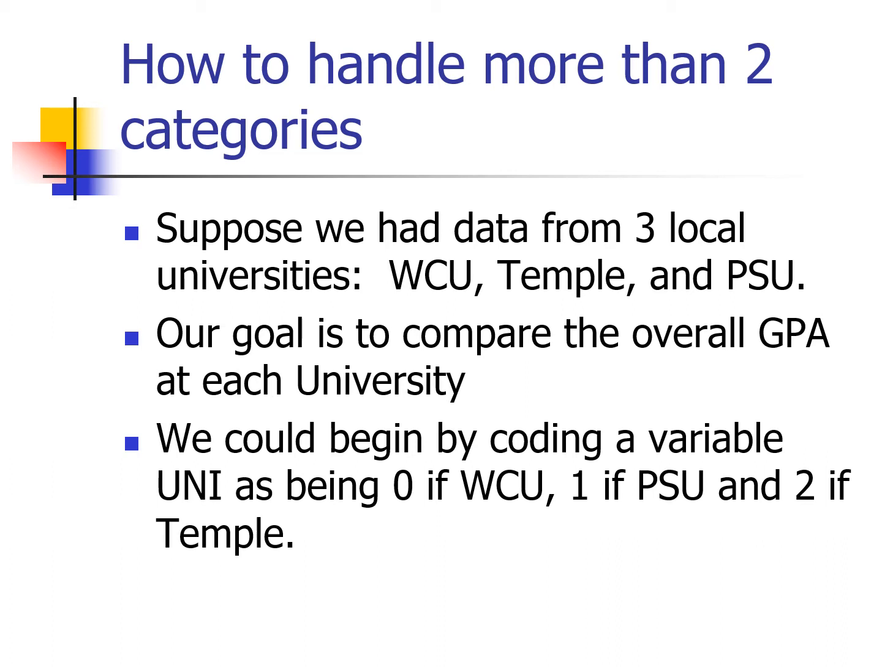And so we have a university variable, uni. It's 0 if Westchester, 1 if Penn State, and 2 if Temple. So we've taken our categorical variable, we've recoded it numerically. Let's go ahead and see how it works.